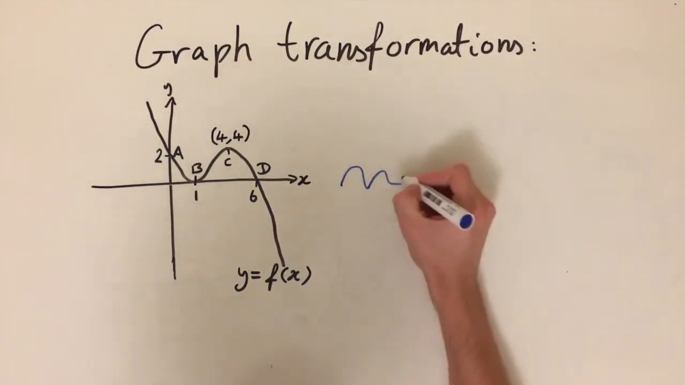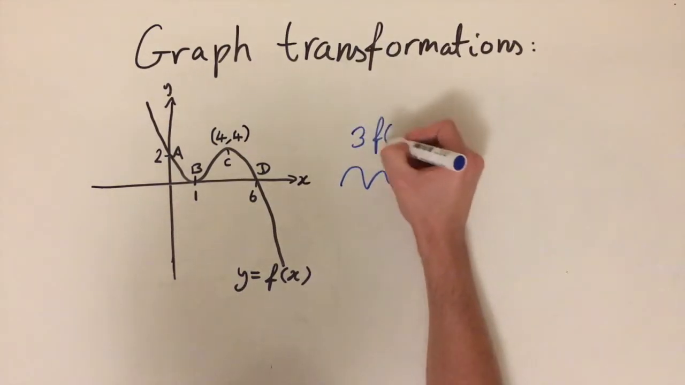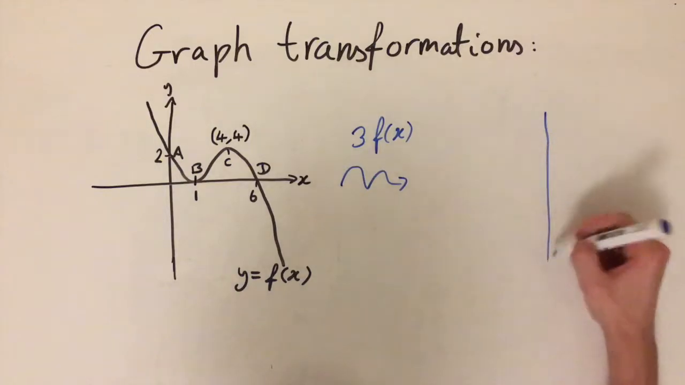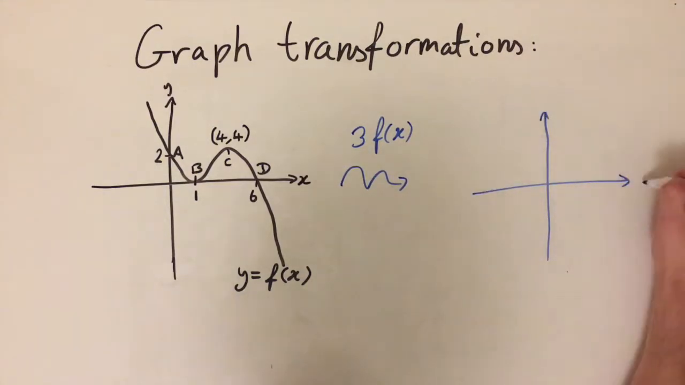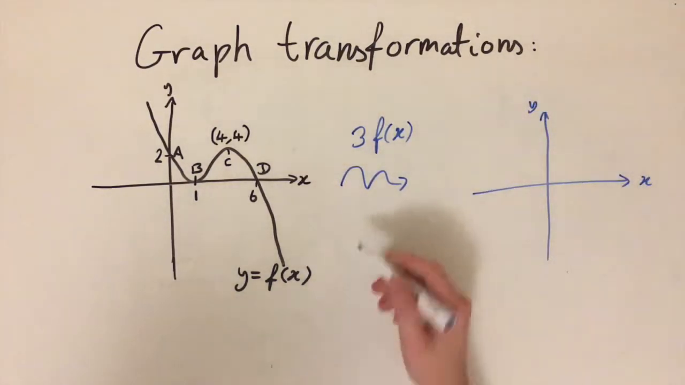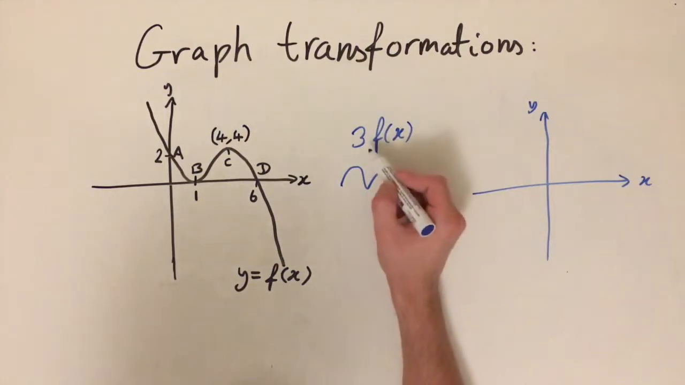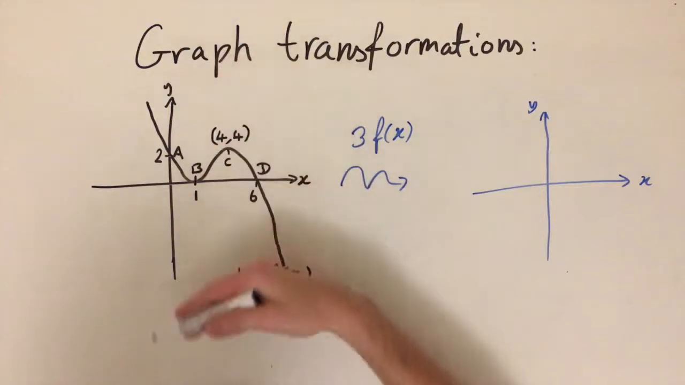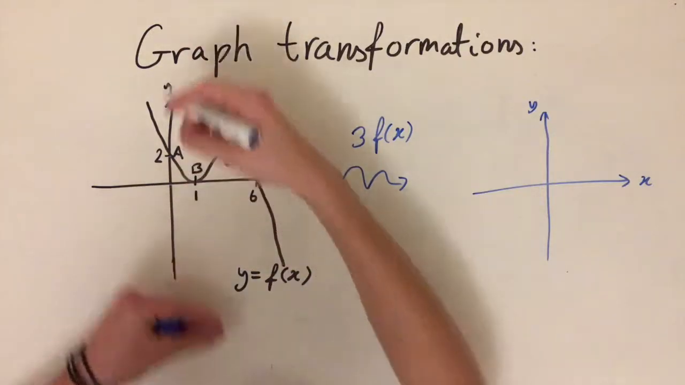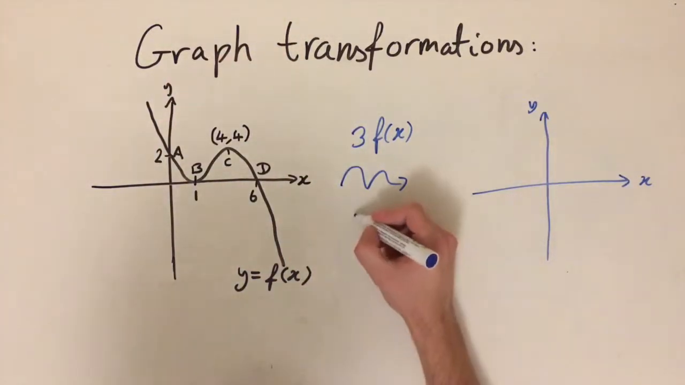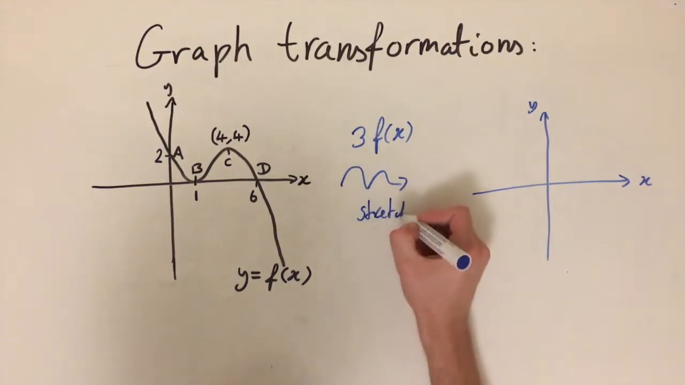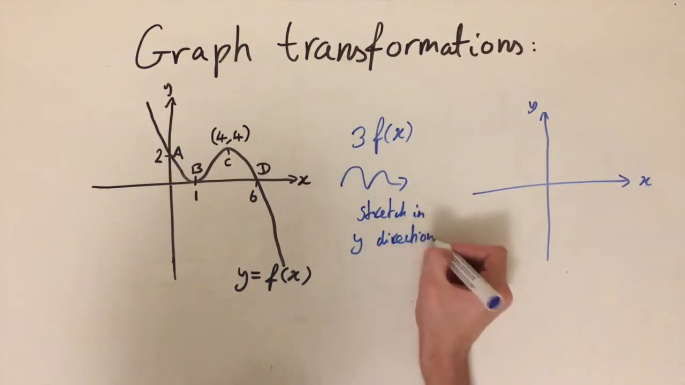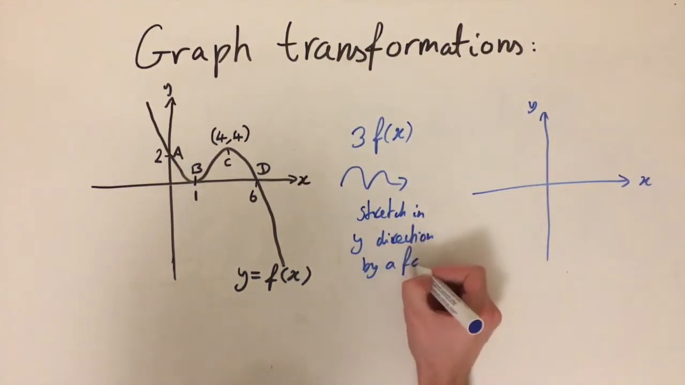Okay, for our next transformation, we're going to do 3 times f of x. So the constant is now outside the function, and we want to know what this looks like. On the x and y-axis, what this has the effect of doing is stretching in the y direction, the vertical. We are pulling everything up and down. So let's write: stretch in y direction by a factor of 3.